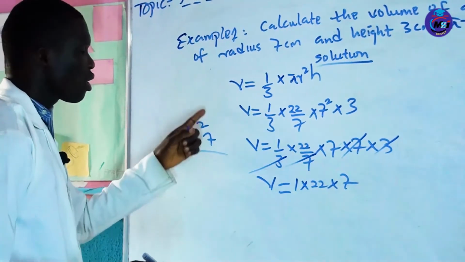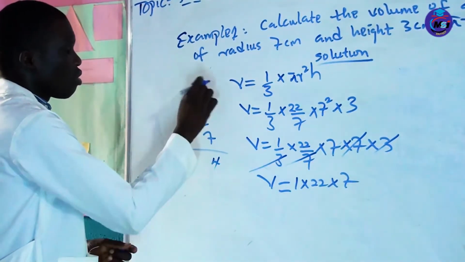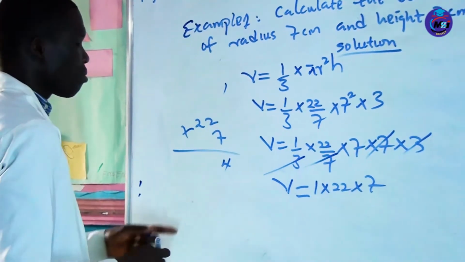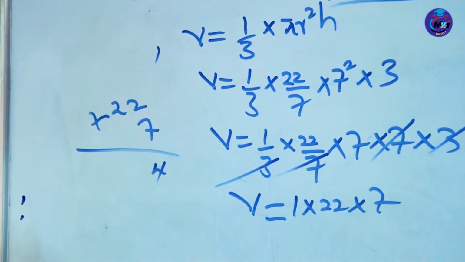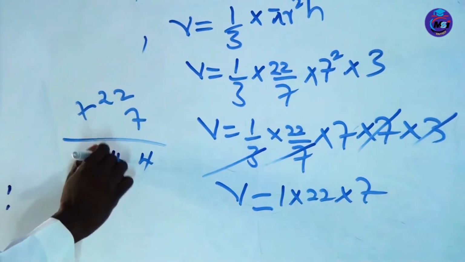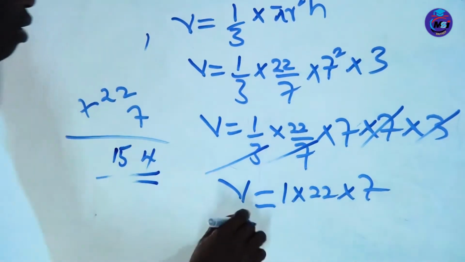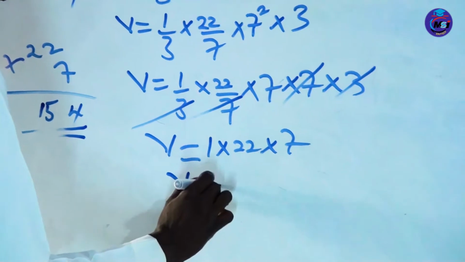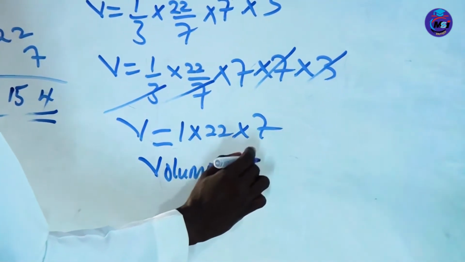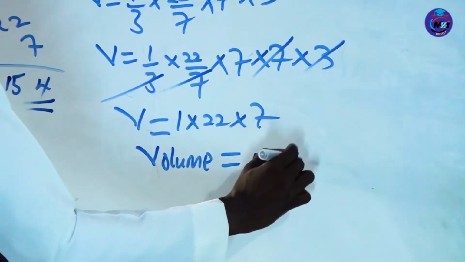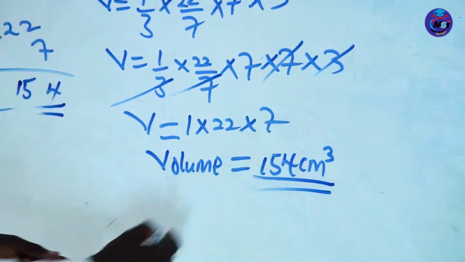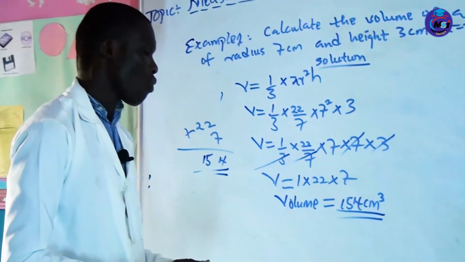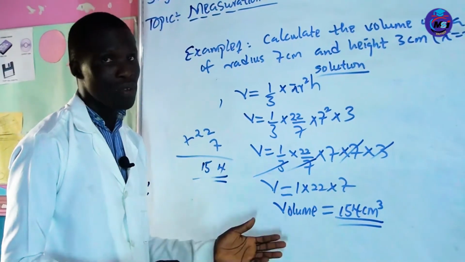7 times 2 will give us 14. 4 remain 1. Then 7 times 2 will give us 14 again plus 1, 15. So we have volume of a cone to be 154 centimeter cube. Remember, we are using cube for volume. I believe you get this.